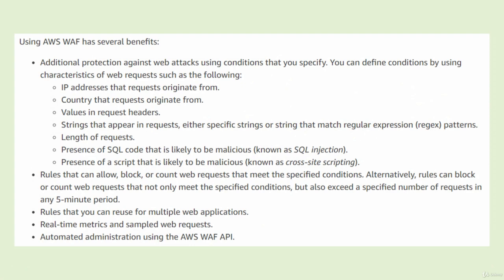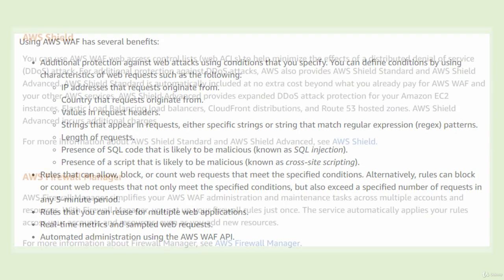WAF has several benefits. You can define conditions for web requests, such as based on IP address or request origination, the country, the value in request headers, the strings, the presence of SQL code. You can allow, block, or count web requests that meet the specific conditions. You could also check for a period like a 5-minute period. You can add rules that you can reuse for multiple applications. You could get real-time metrics and sampled web requests. And you can obviously administer these things using the WAF API.